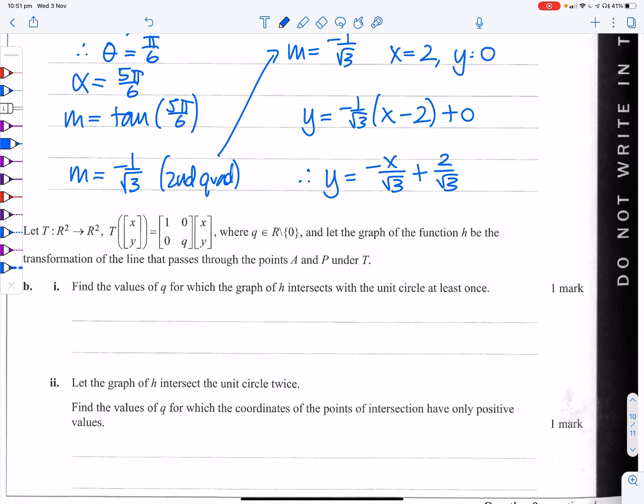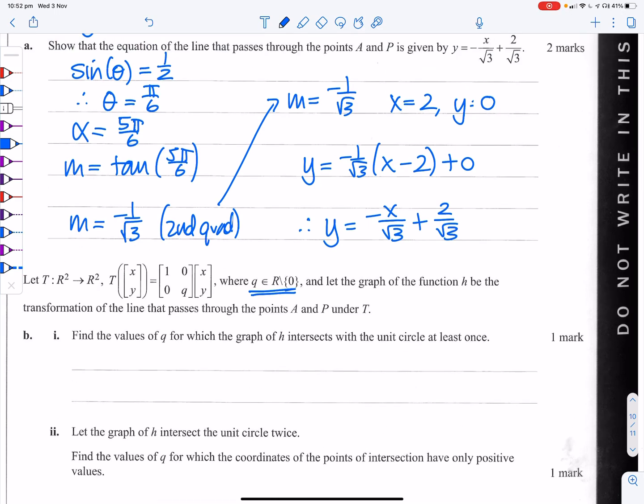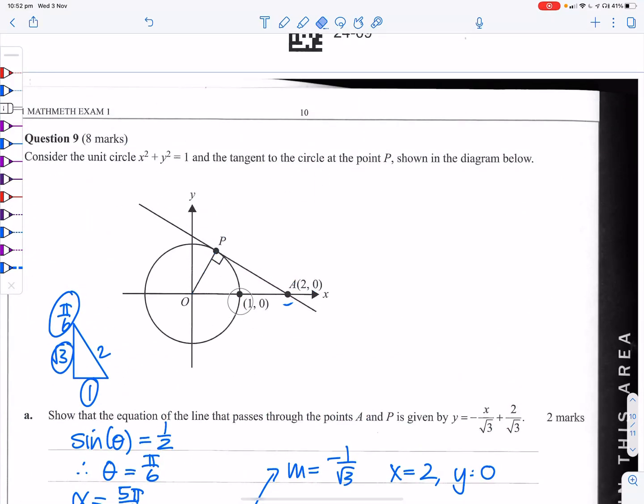Okay, it then says, let the transformation for all x and y values, where we have a dilation from the x-axis q, where q can be any real number except for 0. And let the graph of h be the transformation of the line that passes through those points. So we're getting this line, and we're dilating it from the x-axis. So that point will always stay the same, but this will move further away, or it could come closer, or it could go to the other side because it could be negative.